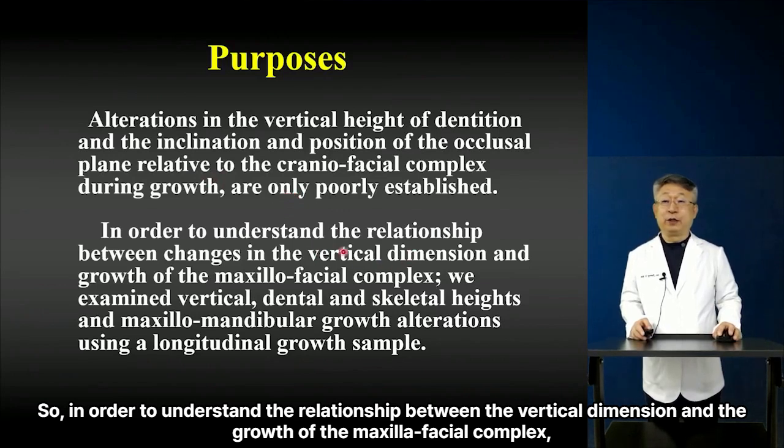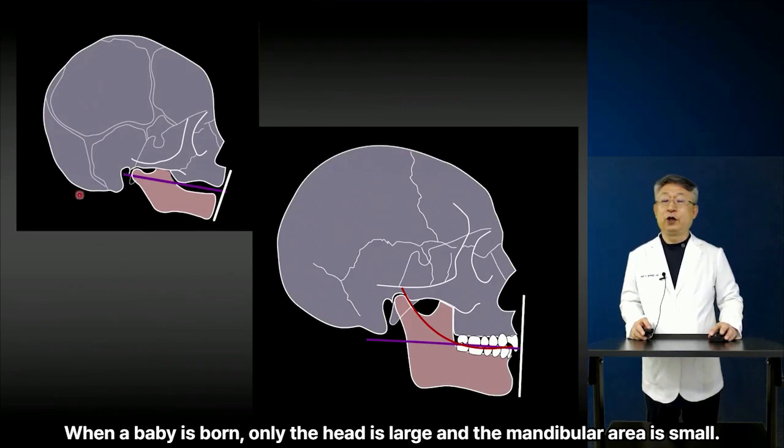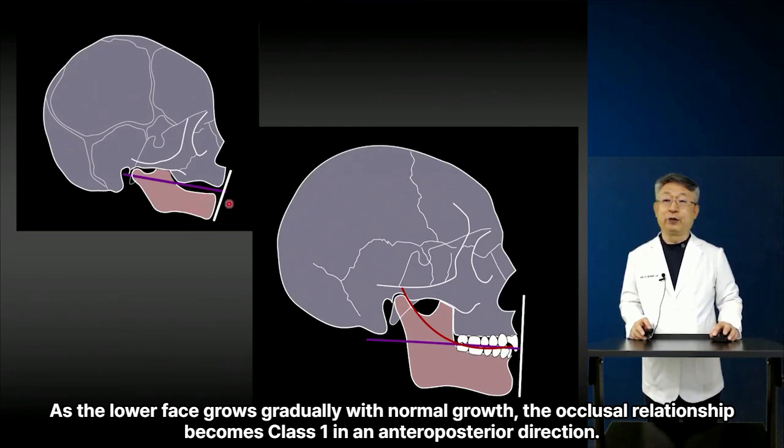So, in order to understand the relationship between the vertical dimension and the growth of the maxillofacial complex, it was necessary to evaluate the dental and skeletal factors. When a baby is born, only the head is large and the mandibular area is small. As the lower face grows gradually with normal growth, the occlusal relationship becomes class 1 in an anteroposterior direction.